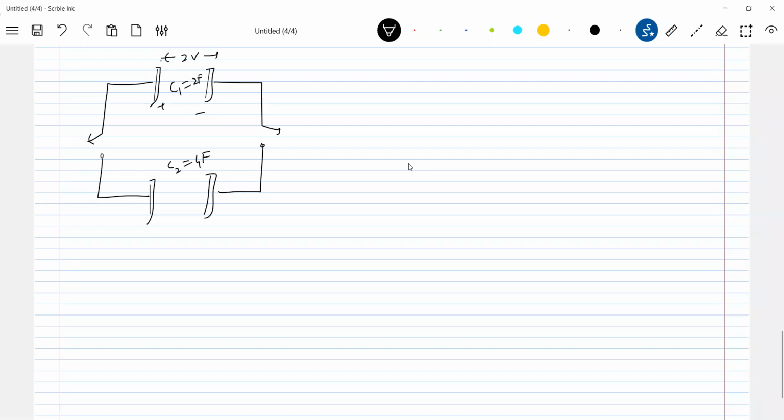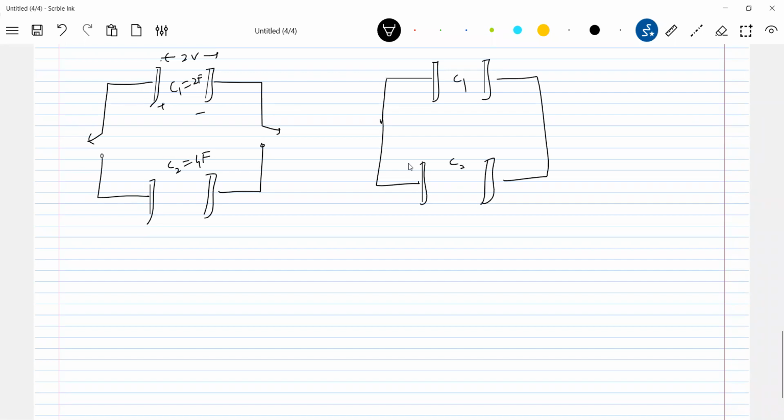Let this be 4 farad. This is charged, this is uncharged here. Then after closing the switch, what will be the charge in both the capacitors? Then how much heat is generated in the circuit?